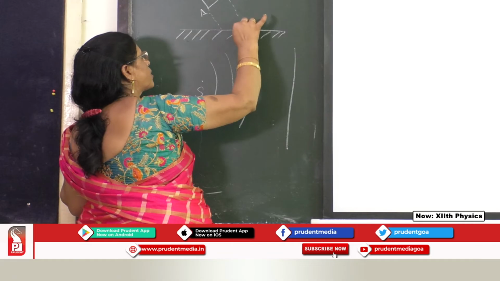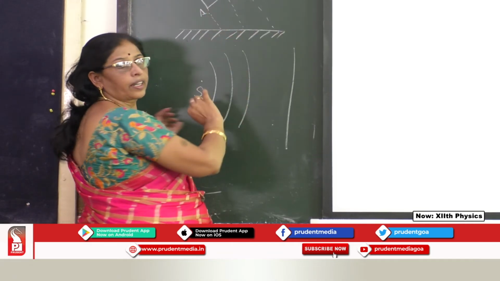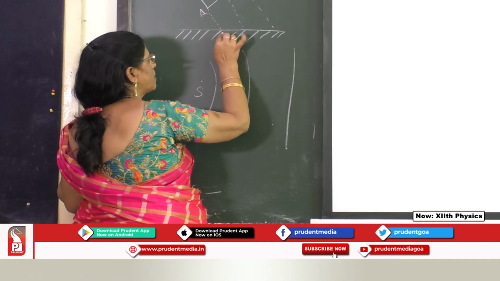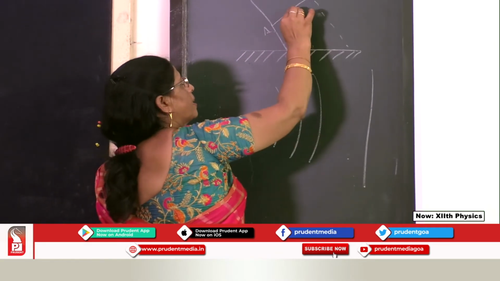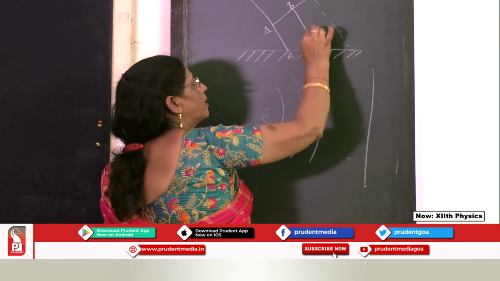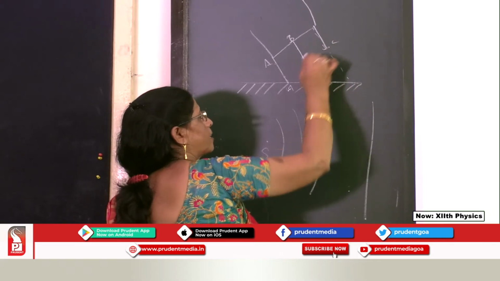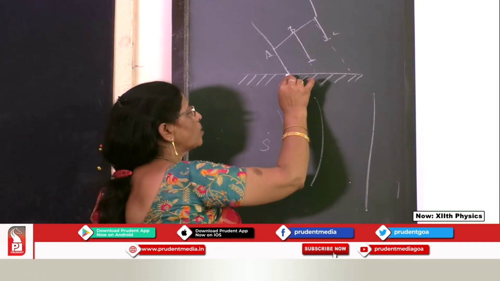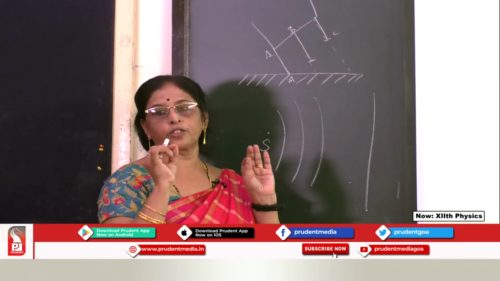When they are reaching the surface, A will reach first. When it reaches the surface, point B reaches over here, whereas point C reaches a little smaller distance over there. Now A reaches first. As soon as it reaches, by Huygens' principle, each point acts as a source.